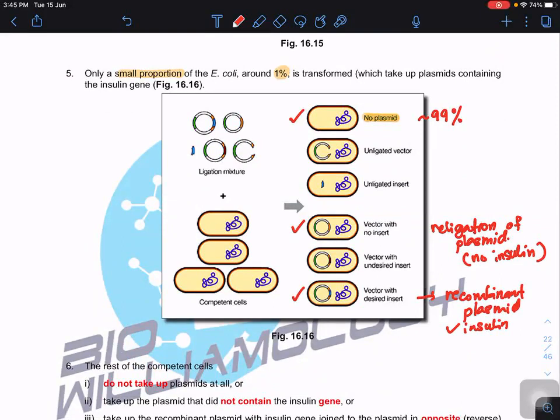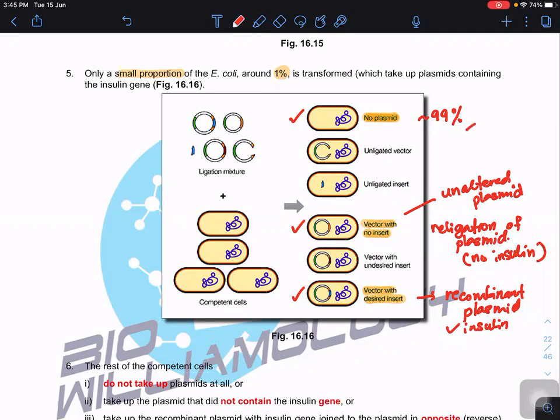Our focus in the next part of the topic is screening. We focus on these three conditions. First, no plasmid. Second, vector with no insert, which basically means an unaltered plasmid, the plasmid without the insulin gene. And the third condition here, vector with desired insert.